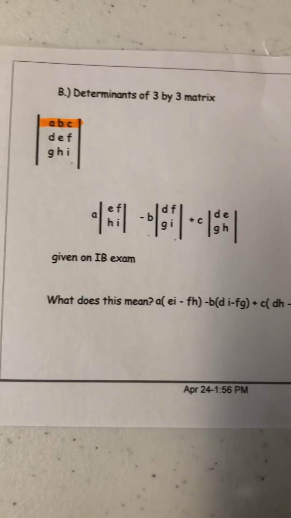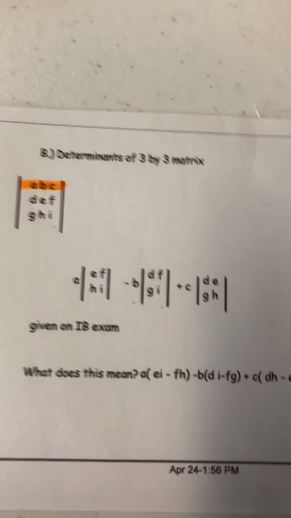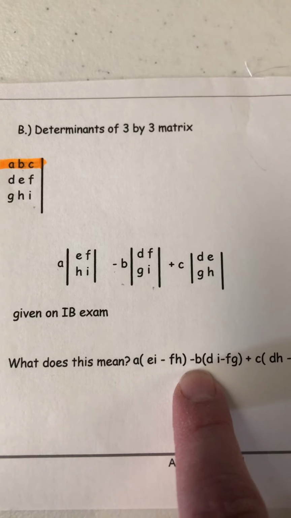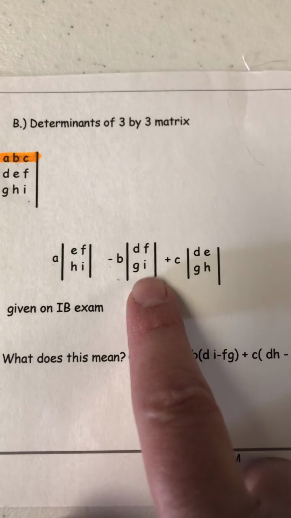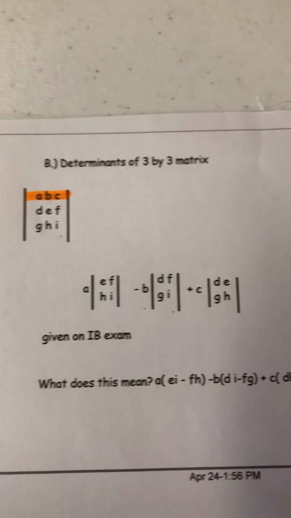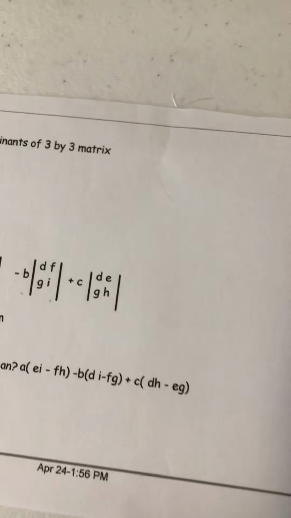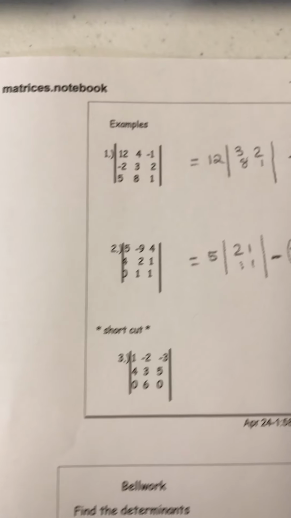Back in the day when this was covered on the IB exam, this formula actually was given. So basically what it means, you're taking A times the determinant minus B times the determinant of the middle matrix and C. Now, you're welcome to use this as your notes, but I will show you a shortcut that I learned in college, which makes it so much easier for larger matrices.